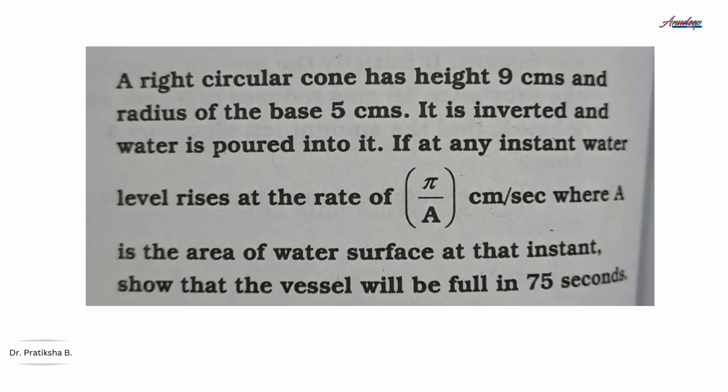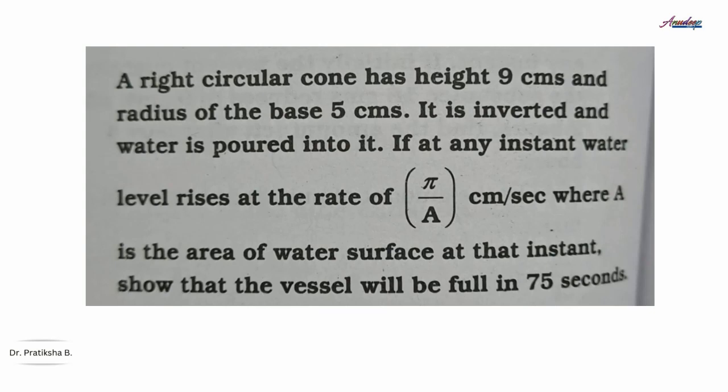A right circular cone has height 9 cm and radius of the base is 5 cm. It is inverted and water is poured into it. If at any instance the water level rises at the rate of pi by A centimeter per second, where A is the area of water surface at that instant, show that the vessel will be full in 75 seconds.